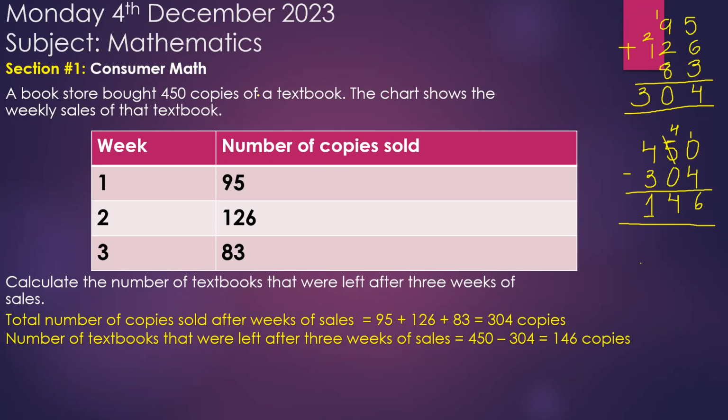As we can clearly see, the instruction says a bookstore bought 450 copies of a textbook. And the chart shows the weekly sales of that textbook, right? So we have to calculate week one plus week two plus week three. After we get our total answer, we put 450 over the top, and the answer we get from adding those 3 weeks of sales below 450, and just subtract it. So you get your answer. So we get 146. Very good. Thank you, Rashad.